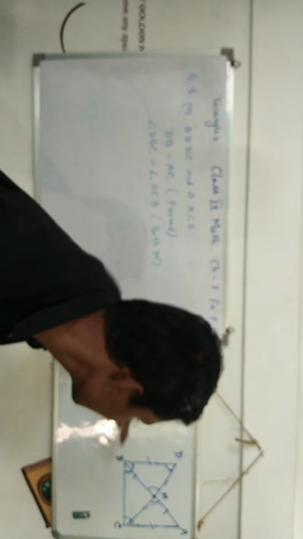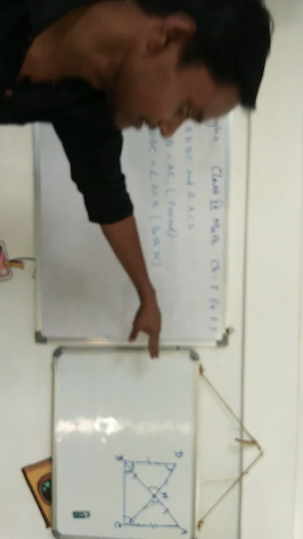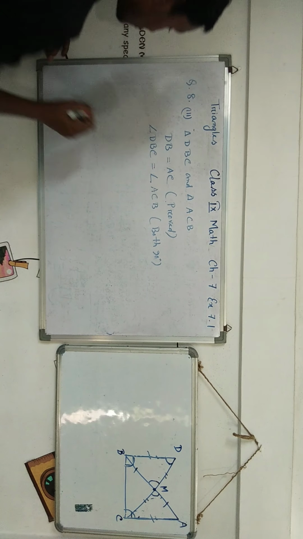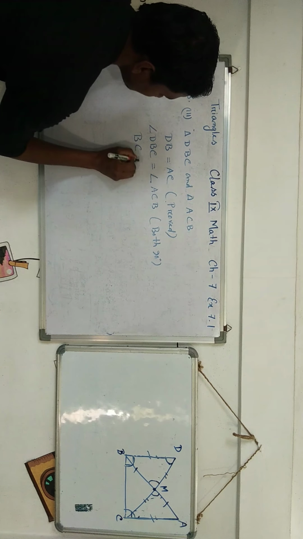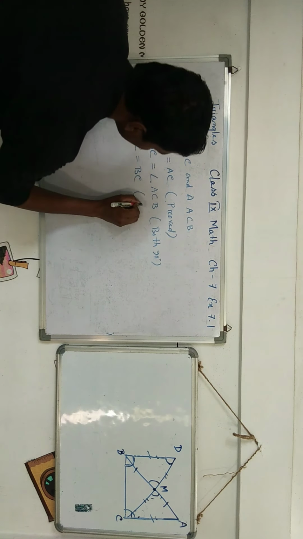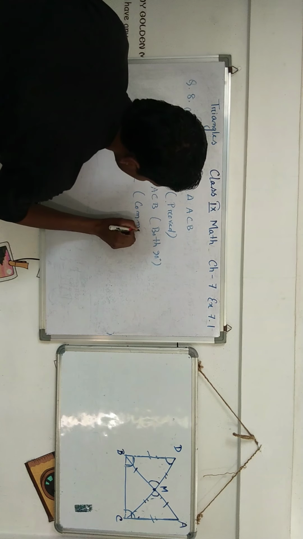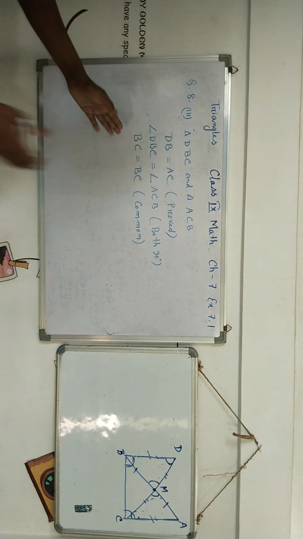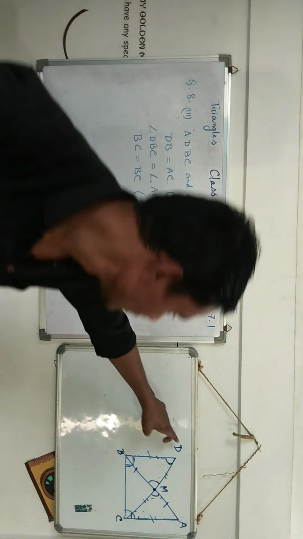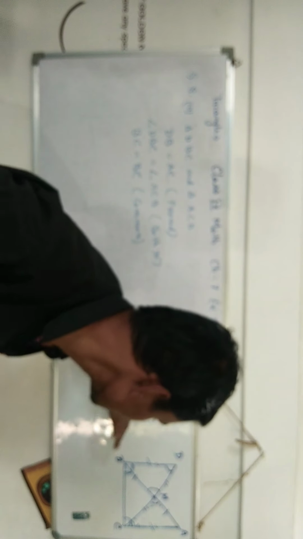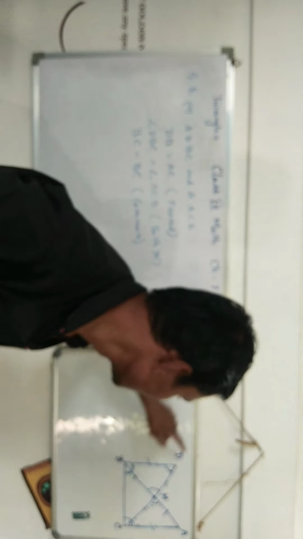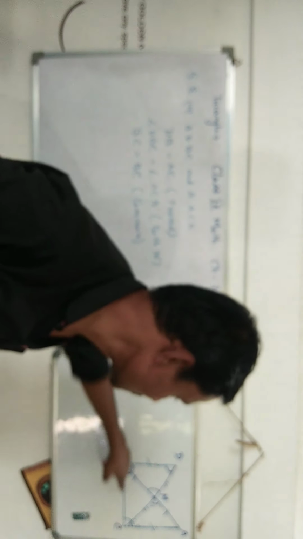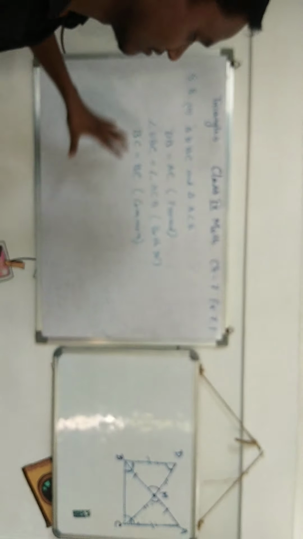Let's look at side BC. BC is common for both triangles. So I'll write BC is equal to BC, common. If I see triangle ACB, the BC side is there. In triangle BDC also, the BC side is there. So both are the same side. So it is the common side.